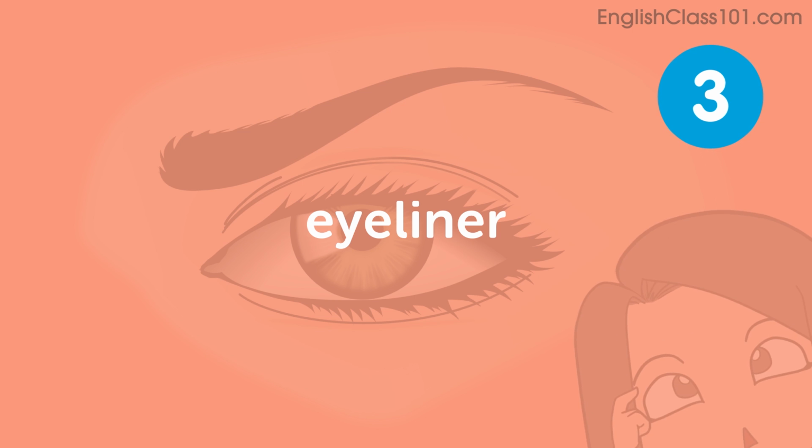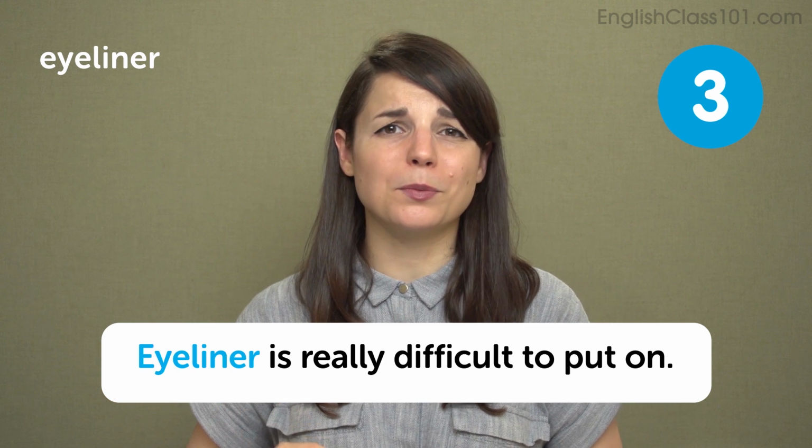The next word is eyeliner. Eyeliner. So eyeliner is used to draw a line, to draw lines near the eyes. That means it's safe to use near eyes. It depends on the person and their style, but maybe they use eyeliner to make lines in different ways on their face, near their eyes. In a sentence, eyeliner is really difficult to put on.